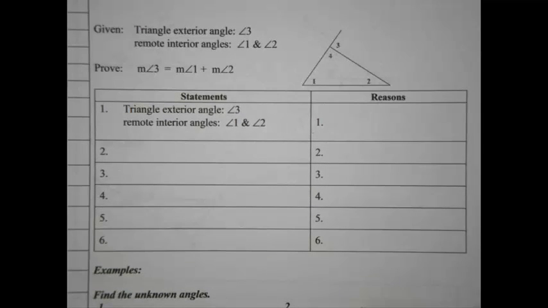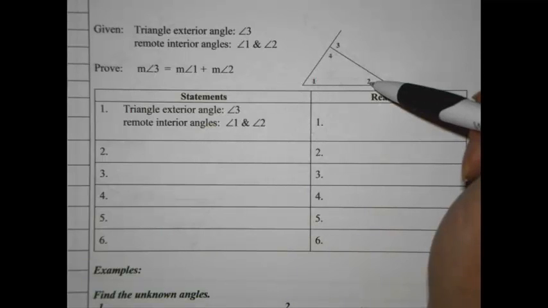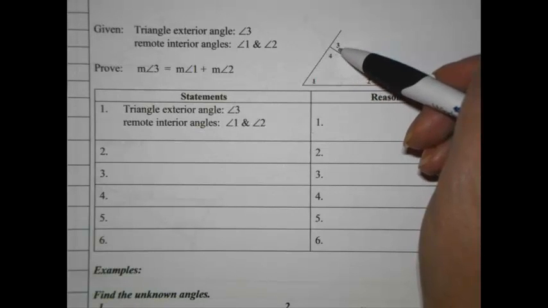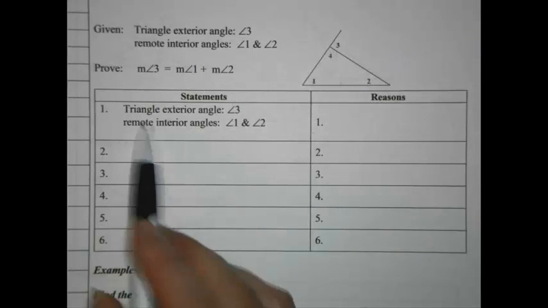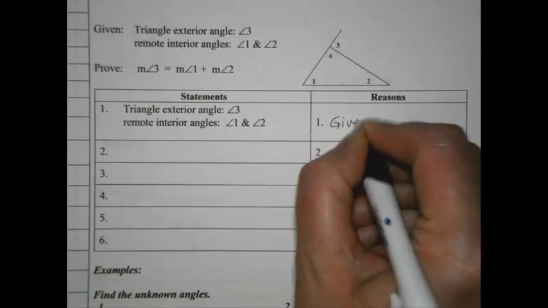We are given our triangle with the exterior angle number 3, and our remote interior angles numbers 2 and 1. And you'll notice that I labeled this angle, angle 4, and it's the neighbor. It's not remote interior, it's neighbor interior. So let's see what this does. Okay, we've started out with a given. It's already listed there for you. Let's just put our reason as given.